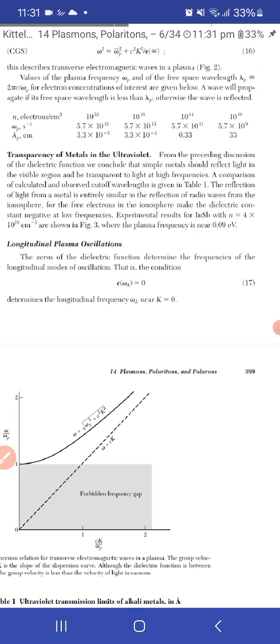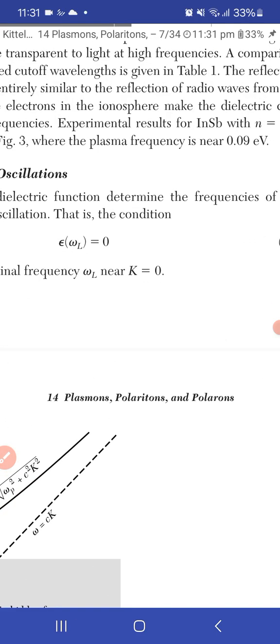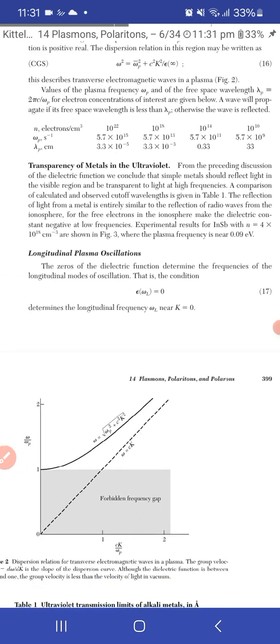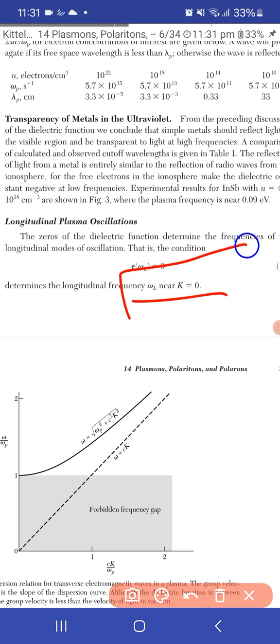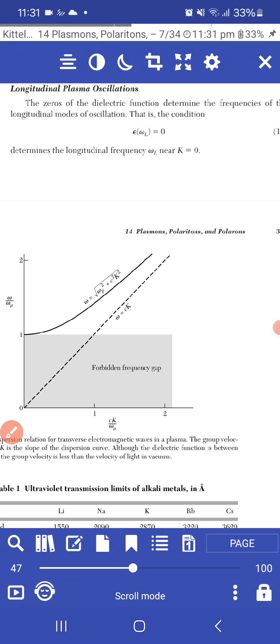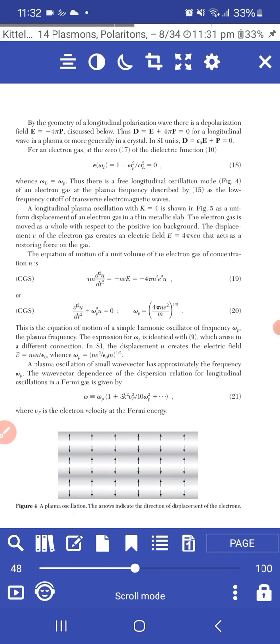Now we move to longitudinal oscillation. The zero of the dielectric function determines the frequencies of the longitudinal modes of oscillation. That is, this condition, epsilon of omega L equal to 0, determines the longitudinal frequency omega L near k equal to 0. Remember this, but omega L is not really required in these discussions. Maybe because mathematically, by the geometry of longitudinal polarization, there is a depolarization of the field.